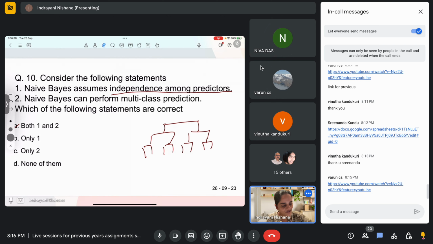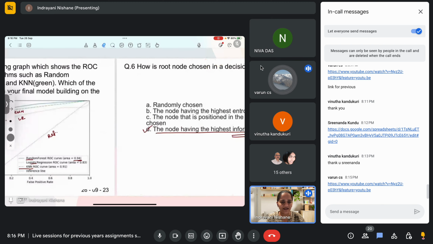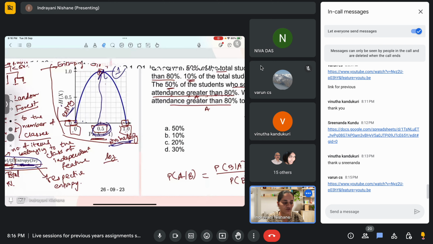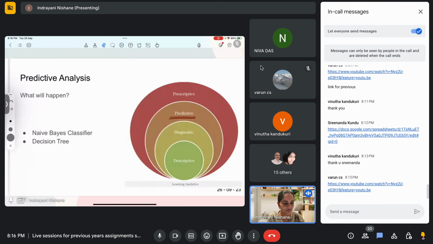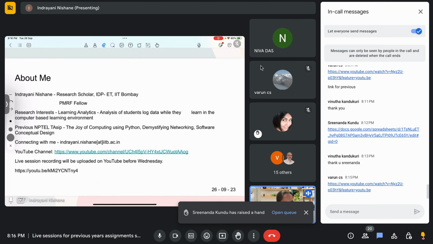No, no, not the current year. They will not give that. Most of the questions are common, so if you follow this assignment solving session, you will be able to solve that also. I mean the current year's assignment also, but I am not supposed to discuss the current year's assignments in this session. Yes, Srinanda.